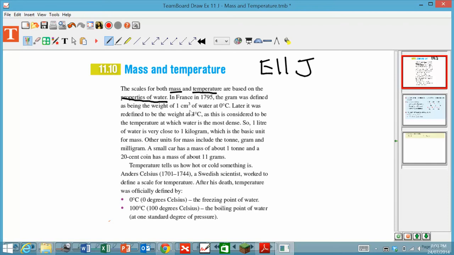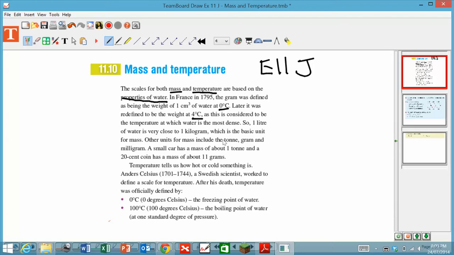In France in 1795, the gram was defined as being the weight of 1 cubic centimetre of water, and we just did capacity in our last little section. So the gram is defined as being the weight of 1 cubic centimetre of water at 0 degrees. However, later it was redefined to be the weight of 1 cubic centimetre of water at 4 degrees, as this was considered to be the temperature at which water is the most dense.